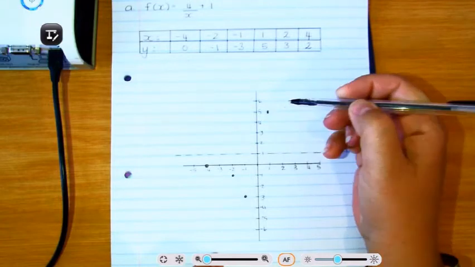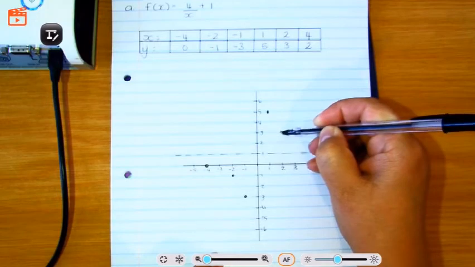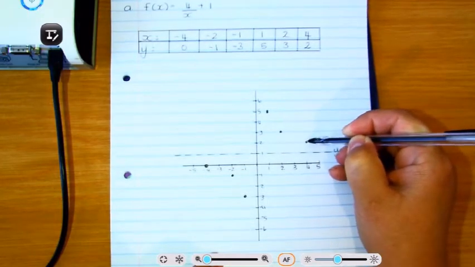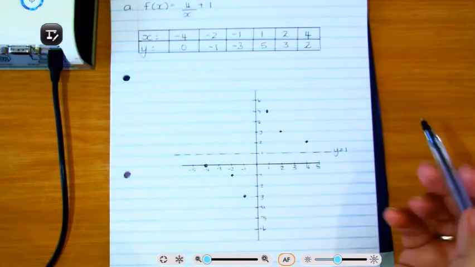2 and 3, which is there. And 4 and 2, which is there. Now, before I actually draw these lines, I want to first check something. My A value is +4, which means my graph should fall in quadrant 1 and 3, and it does, so I know I'm right. So now when I draw this graph, remember this is my asymptote.